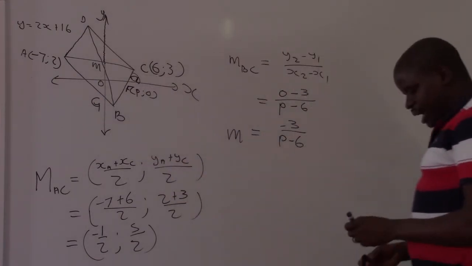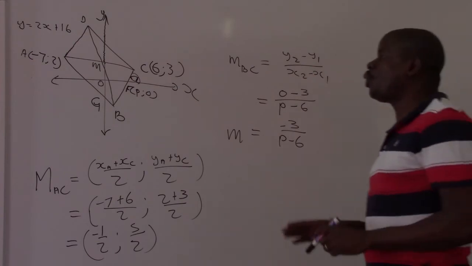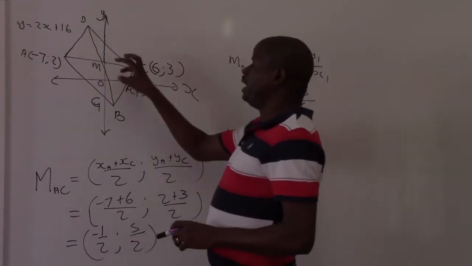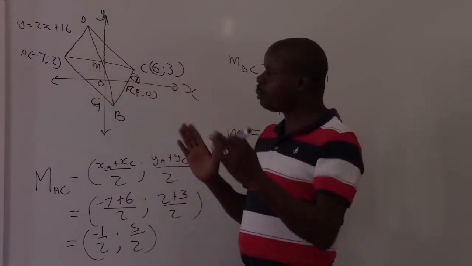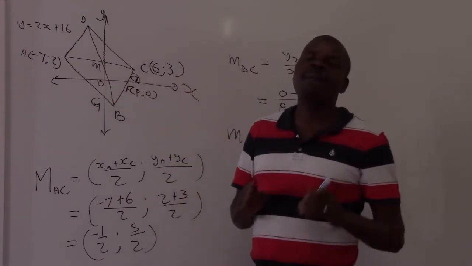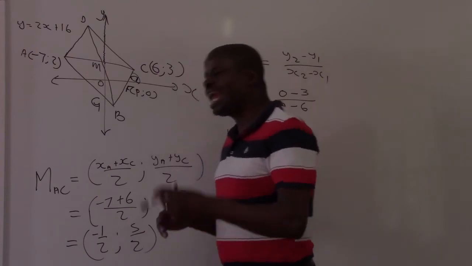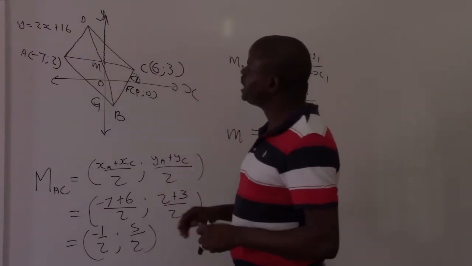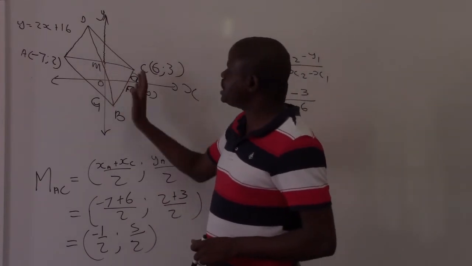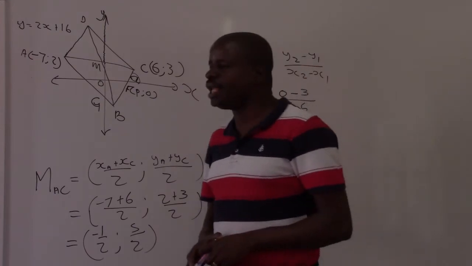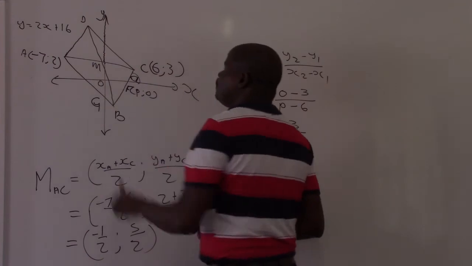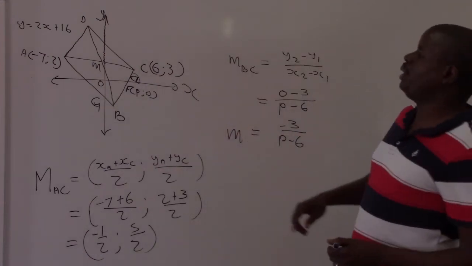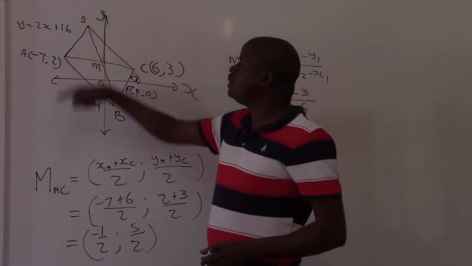Again, that needs you to know the properties of the rectangle. We know that the opposite sides of a rectangle are parallel. If they are parallel, you should remember that the gradients of parallel lines are equal. So the gradient of this line and the gradient of that line are equal. And what is the gradient of AD?